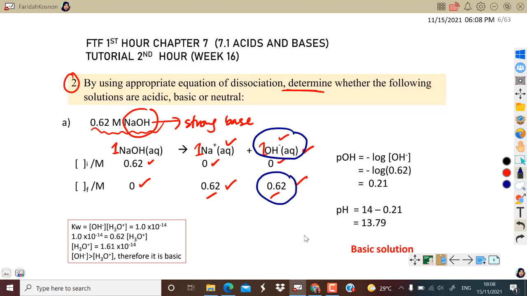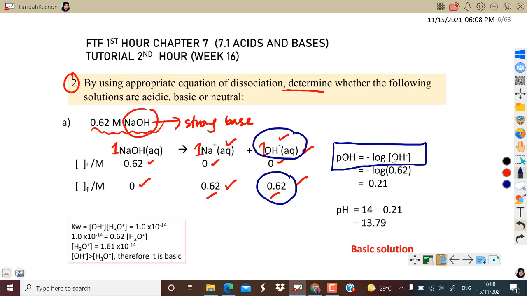Jadi, kalau kita nak tentukan larutan ini adalah basic solution dengan menggunakan pH, kita tak boleh tengok nilai 0.62 tu, kita negative log kan terus dapat dan kita kata dia basic solution. Apa-apa hal pun nak tahu larutan itu basic, acidic or neutral, kita kena kira pH. Tapi daripada table kita dapat concentration OH minus dulu. So, you kena kira pOH.